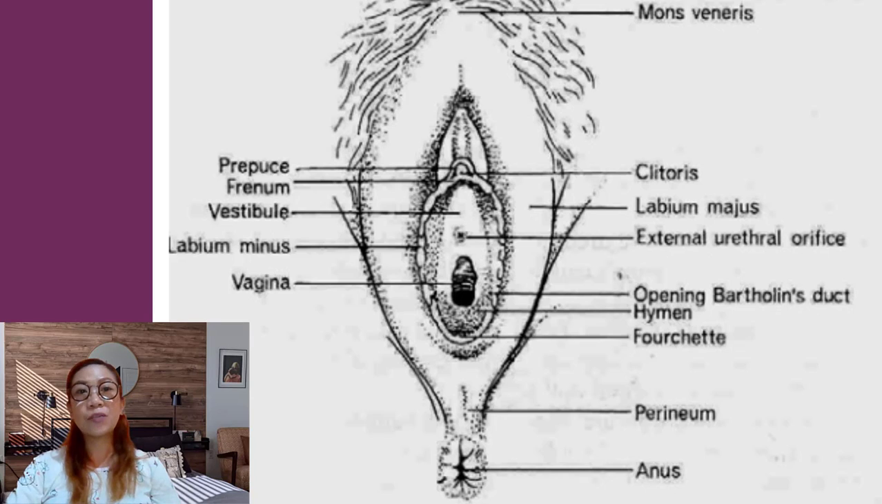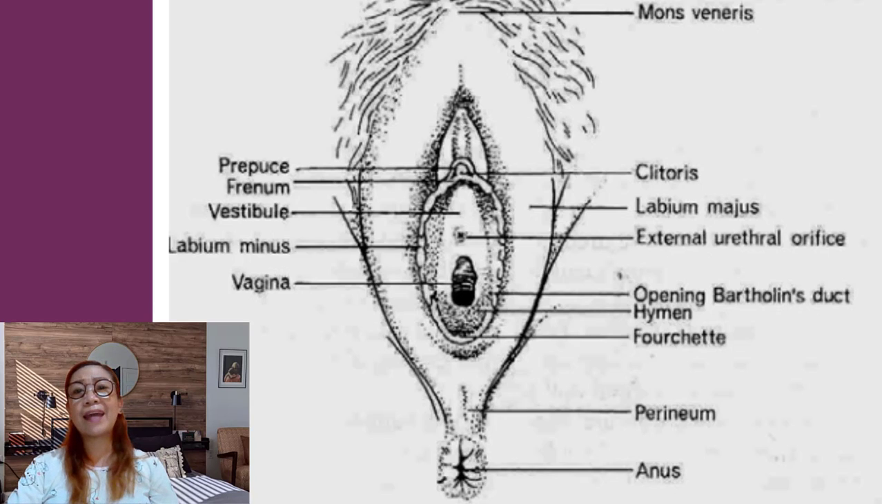And the next one is the fourchette. This is a ridge of tissue which is formed by the posterior joining of the labia minora and majora. During an episiotomy, this is the tissue that is cut to enlarge the vaginal opening. And lastly is the perineal body, and this is a muscular area that stretches easily during childbirth.